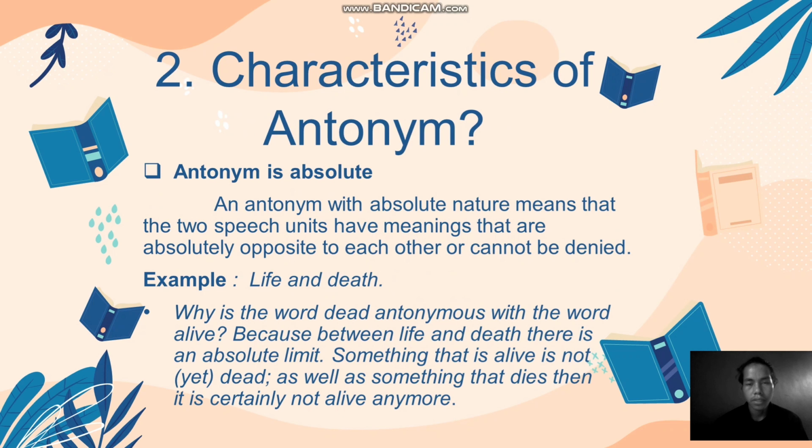Okay, characteristics of antonyms. There are five characteristics, and the first one is that antonym is absolute. An antonym with absolute nature means that the two speech units have meanings that are absolutely opposite to each other or can be denied. For example, life and death. Why is the word death antonymous with the word life, alive? Because between life and death, there is an absolute limit. Something that is alive is not yet dead, as well as something that dies is certainly not alive anymore.